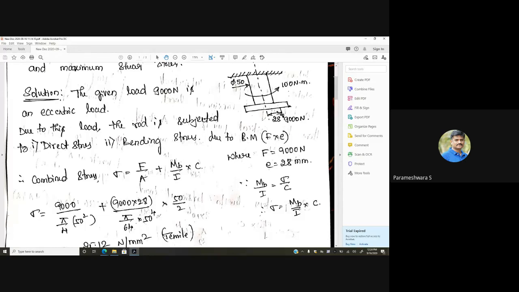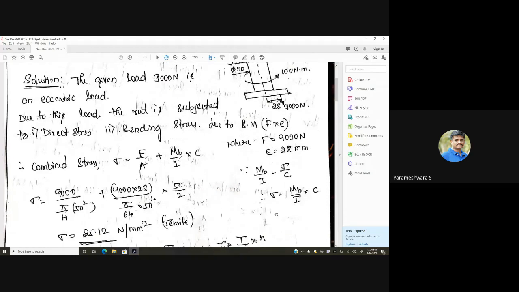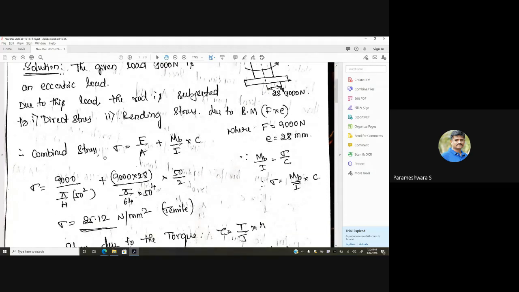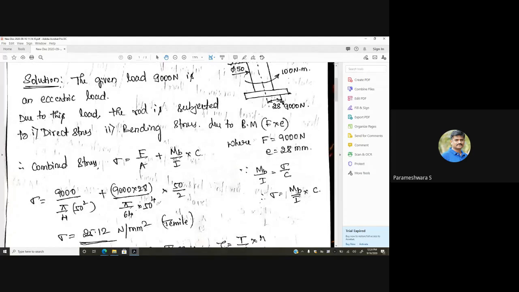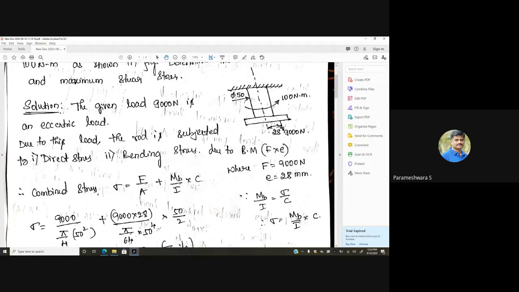And this moment is calculated here: F into E, that is force into perpendicular distance. F into E is the moment, and due to this moment, the stress induced is called bending stress, or also flexural stress. Now I'll calculate the combined stress, which is given by sigma is equal to F over A plus M_b by I into c. We'll come to the torque later on, and find out the combined stress.